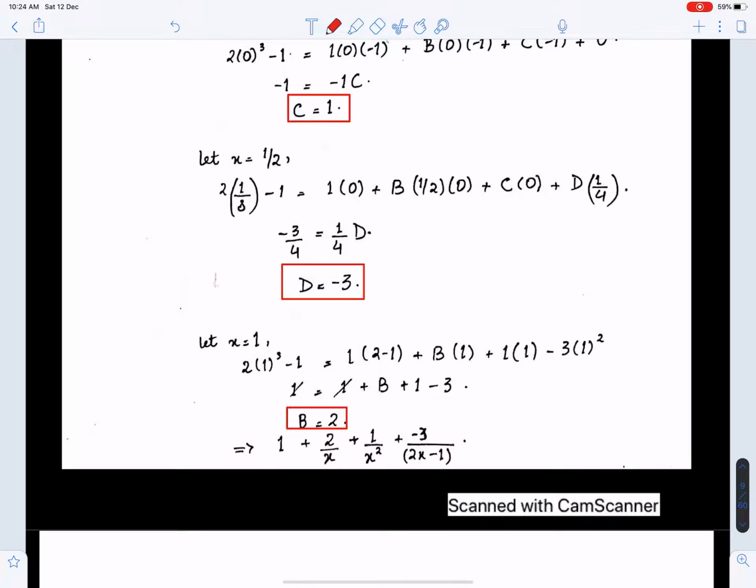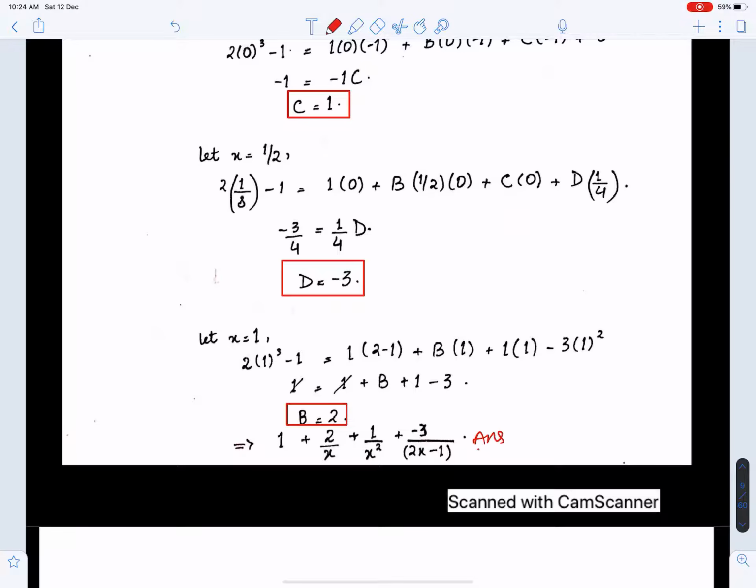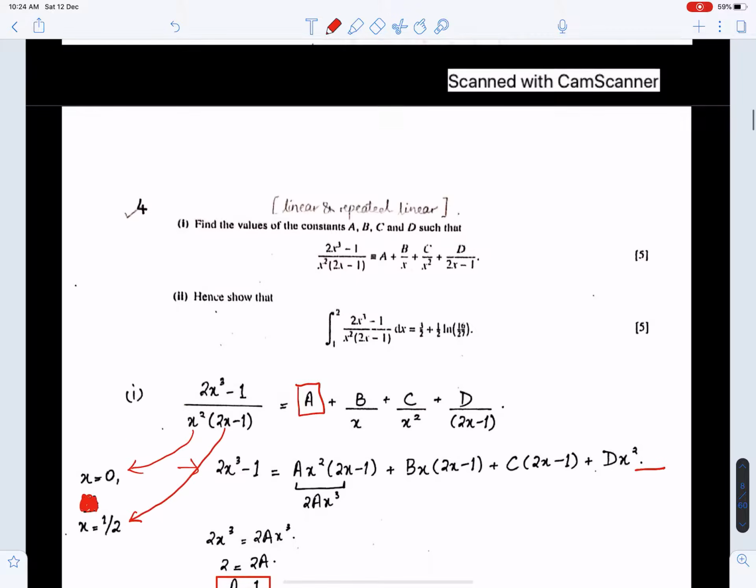Hence this is the required partial fraction. Make sure you substitute all the values of the constants into equation 1. This is equation 1.